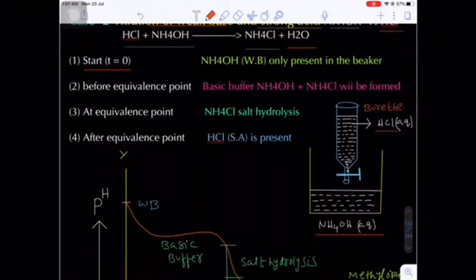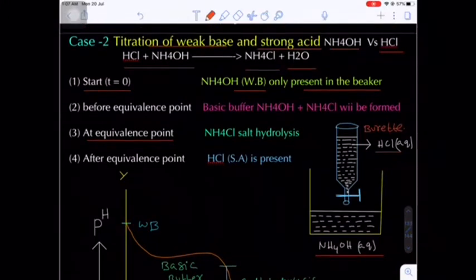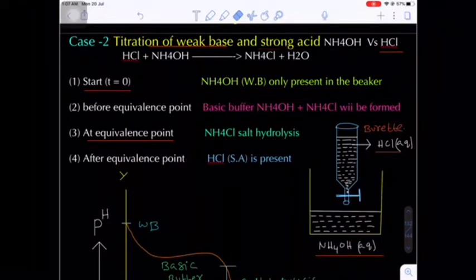With the help of a burette, hydrochloric acid is added drop by drop to the NH4OH solution. In the beginning, only ammonium hydroxide will be present in the beaker. Ammonium hydroxide being a weak base, we can calculate the pH of the solution with respect to the weak base only. Okay. Now at the equivalence point, what happens?